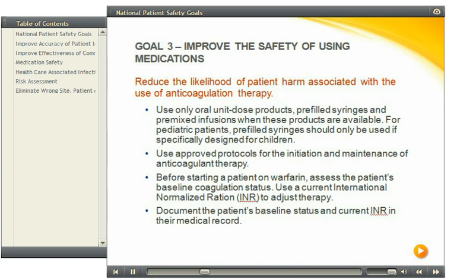Use approved protocols for the initiation and maintenance of anticoagulant therapy. Before starting a patient on warfarin, assess the patient's baseline coagulation status. Use a current international normalized ratio, INR, to adjust therapy. Document the patient's baseline status and current INR in their medical record.